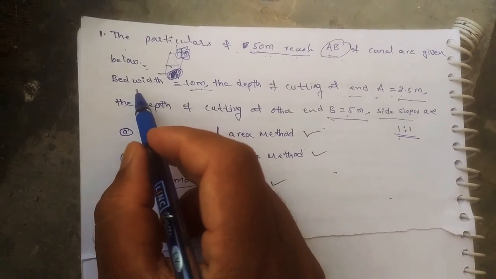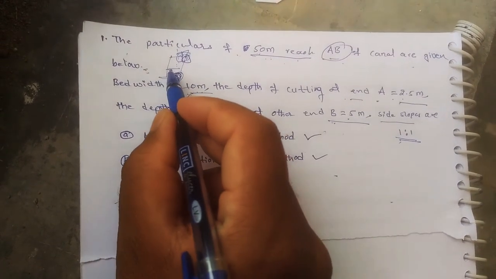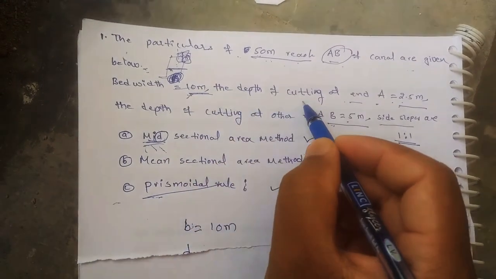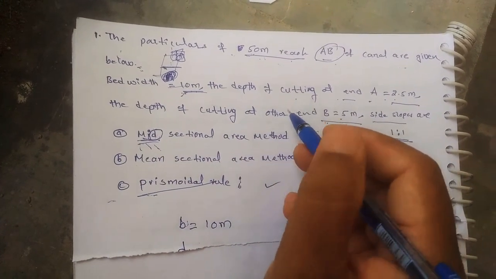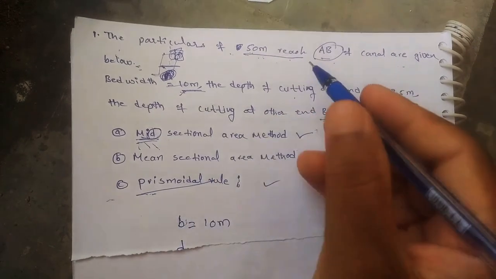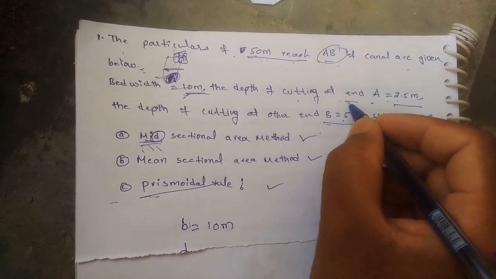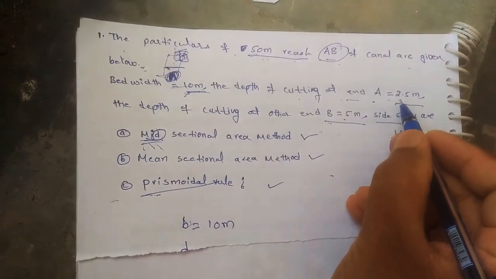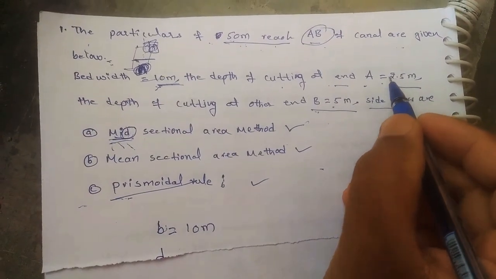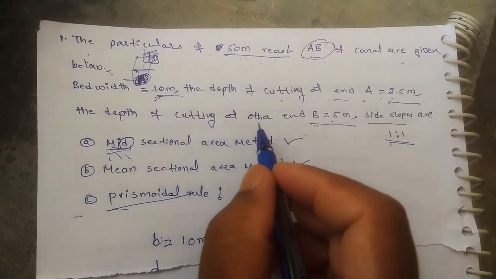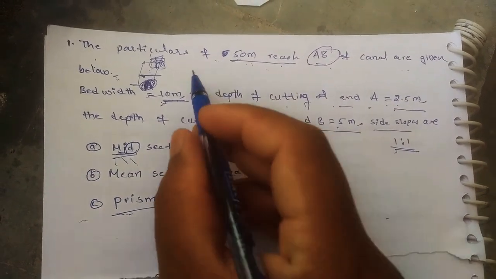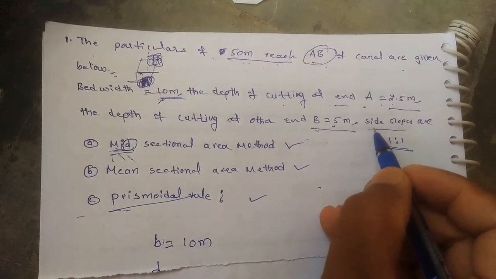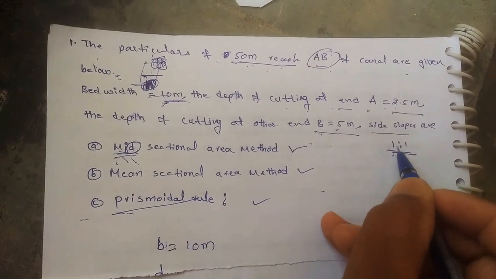First one, the bed width. The bed width is given as 10 meter. The depth of cutting, for the canal, is nothing but excavation. It's excavated, no? So at end A it will be 2.5 meter. The depth of cutting at the other end, B, this side, will be 5 meter. Side slopes are given as 1:1.